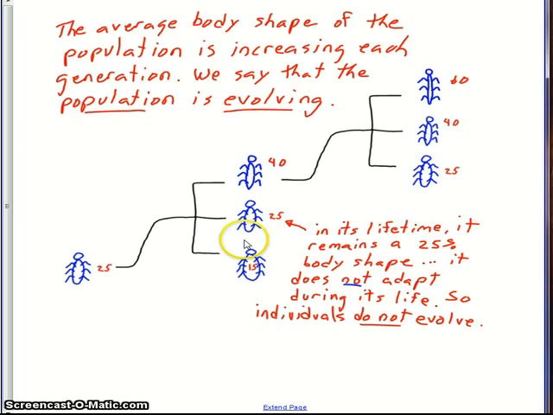Now, it's also important to note that in its lifetime, take this 25 percenter here, it remains a 25 percenter over its lifetime. So its body shape does not adapt during the lifetime of this insect, right? Individual insects are not evolving. Rather, the population is evolving, right? The body shape is evolving, but each individual remains whatever it was at birth. If it was a 25 percenter, it will remain a 25 percenter until its death. And 15 percenters started out as 15 percenters, and they remain 15 percenters. So individuals are not evolving. The population is evolving.